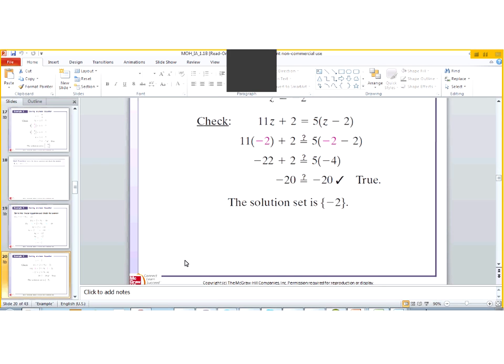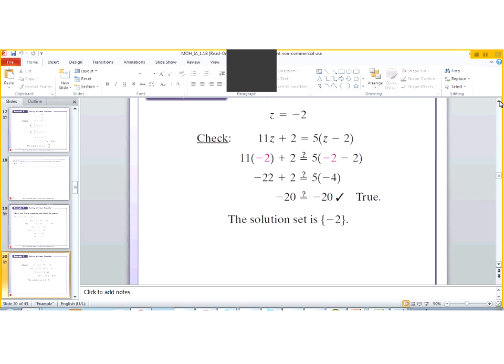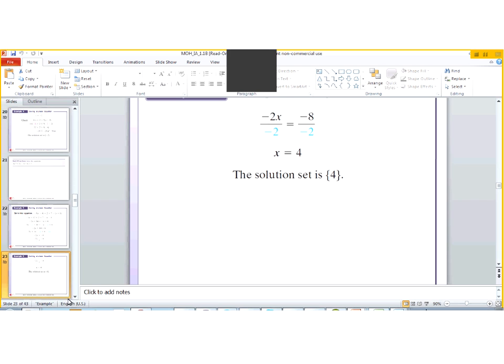And we can always check our answers to see if that indeed is the solution. All it is. So solving linear equations should be pretty simple. You can check the answer that way.